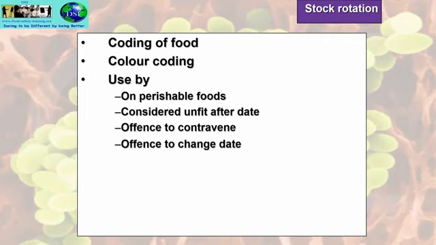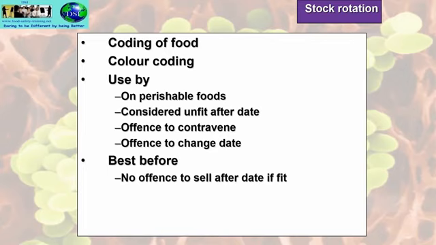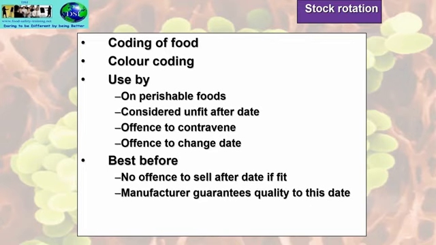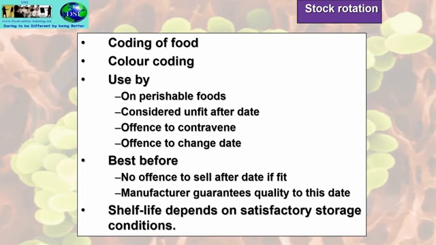And there's been recent undercover operations with certain poultry producers where somebody has videotaped people actually changing the dates on poultry and the poultry being sent out to supermarkets for sale. Best before, this is a food quality date. It's no offence to sell after date if it's fit. The manufacturer guarantees the quality to this date. The shelf life depends on satisfactory storage conditions.